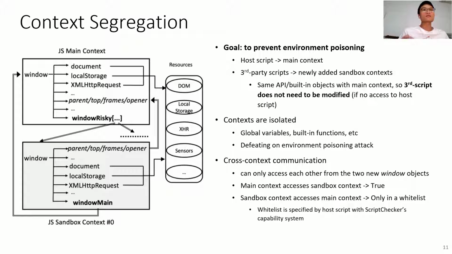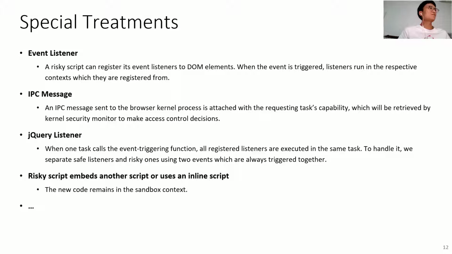We also allow cross-context communication. For this communication, the security monitor checks if the main context accesses the sandbox context. The security monitor will return true and allow this access. But in the opposite direction, we add a new permission in the task capability to organize a whitelist. Only objects in the whitelist can be accessed by the third-party script. And due to the complexity of the web, we have some special treatments targeted at the event listener, IPC message, jQuery, and some inline scripts. For more details, please refer to our paper.